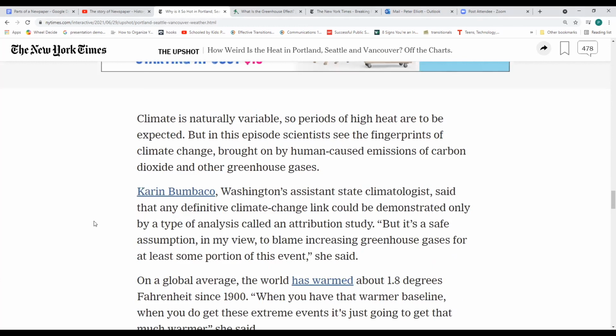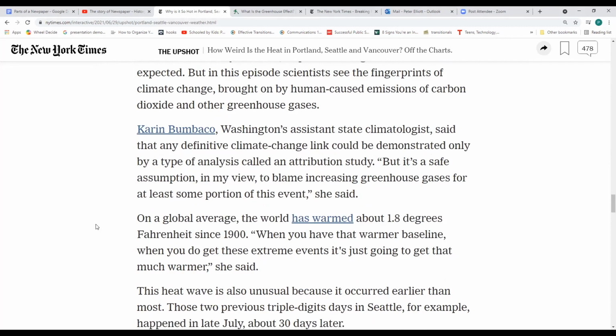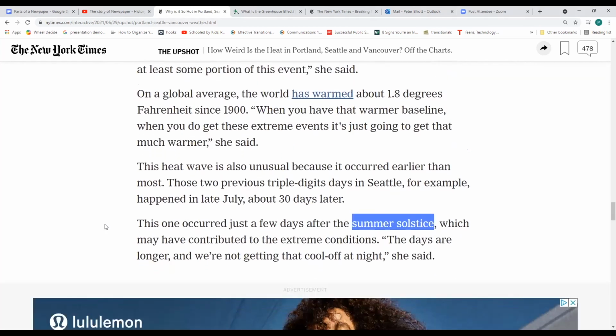Climate is naturally variable, so periods of high heat are to be expected. But in this episode, scientists see fingerprints of climate change brought on by human-caused emissions of carbon dioxide and other greenhouse gases. Karen, Washington's assistant state climatologist, said that any definitive climate change link could be demonstrated only by a type of analysis called an attribution study. But it's a safe assumption, in my view, to blame increasing greenhouse gases for at least some portion of this event, she said. On a global average, the world has warmed about 1.8 degrees Fahrenheit since 1990.